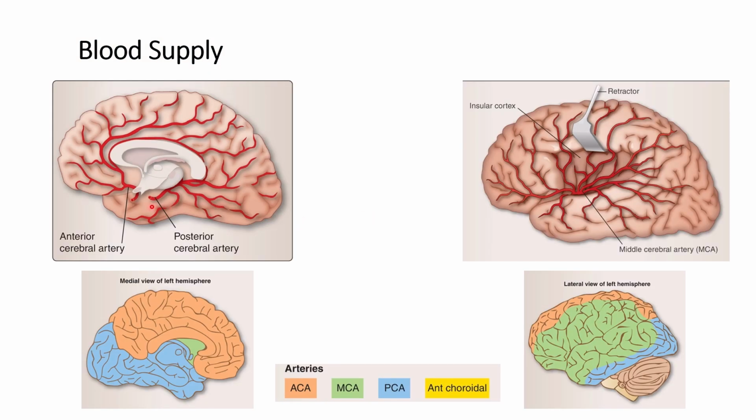Okay, so this is the medial view. If you look at this area, this is the anterior cerebral artery. The anterior cerebral artery is supplying the majority of the medial part of the brain, and the posterior cerebral artery is involved here, the lower part of the brain. And the middle cerebral artery, this is the lateral sulcus, and it is supplying the lateral part of the brain.